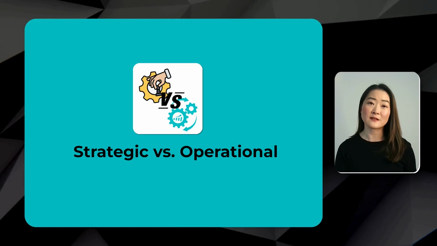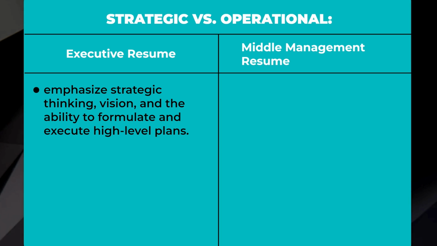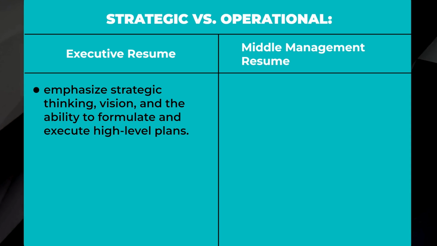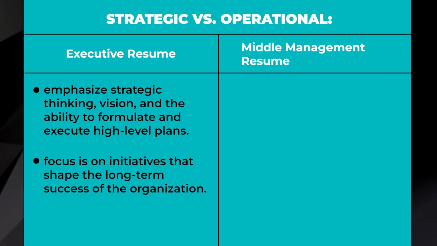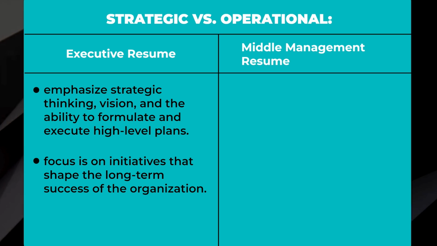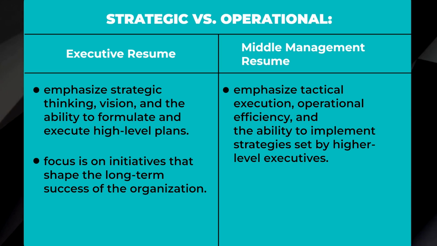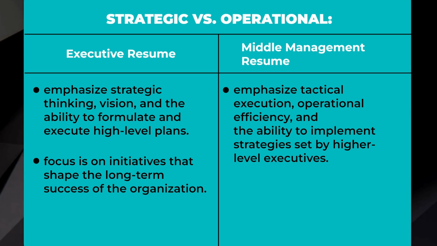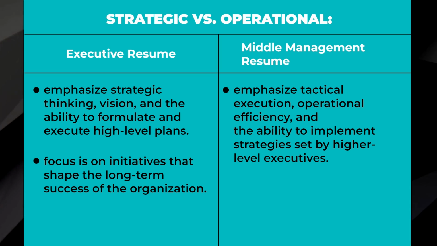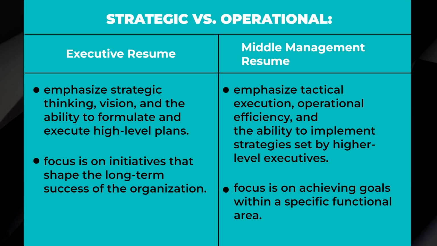The next difference is being strategic versus being operational. The executive resume emphasizes strategic thinking, vision, and the ability to formulate and execute high-level strategies. The executive resume communicates how their initiatives and capabilities shape the long-term success of the organization. The middle management resume communicates the candidate's ability in technical execution, operational efficiency, and the ability to implement strategies set by higher-level executives. The focus is on achieving goals within a specific functional area.